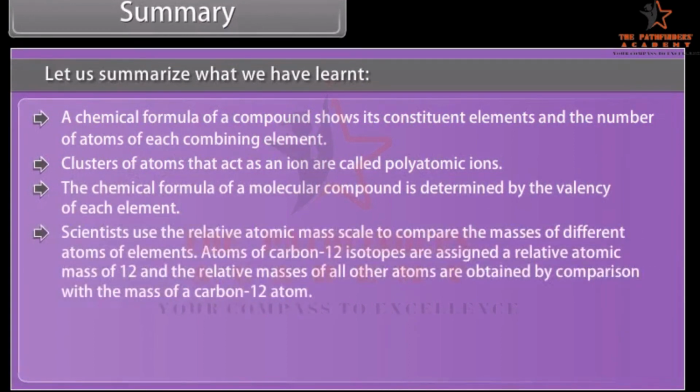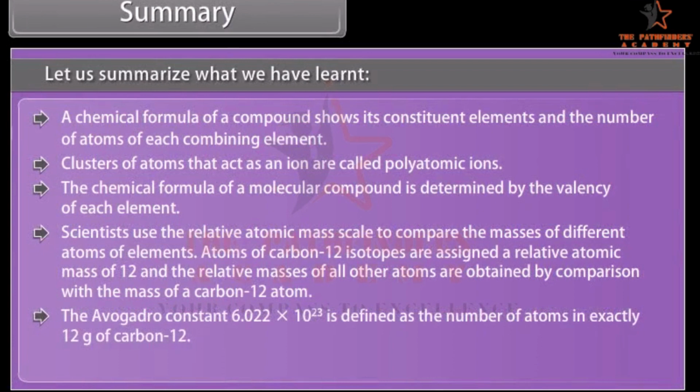Scientists use the relative atomic mass scale to compare the masses of different atoms of elements. Atoms of carbon-12 isotopes are assigned a relative atomic mass of 12, and the relative masses of all other atoms are obtained by comparison with the mass of a carbon-12 atom. The Avogadro constant 6.022 times 10 raised to the power 23 is defined as the number of atoms in exactly 12 gram of carbon-12. Mass of 1 mole of a substance is called its molar mass.